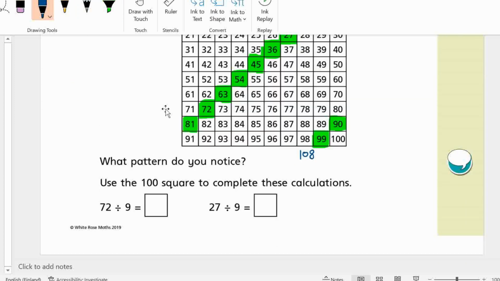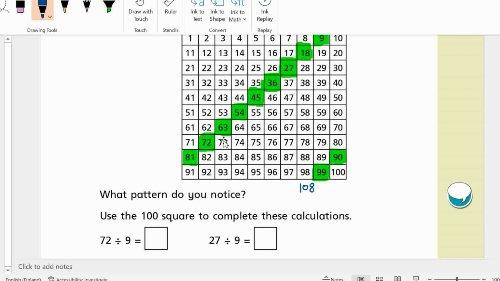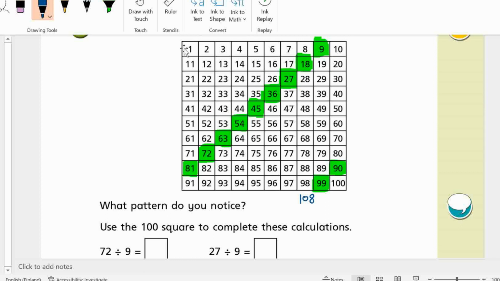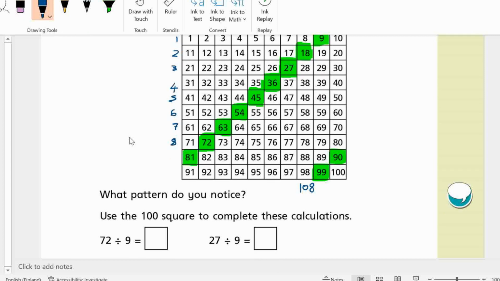Right. What is 72 divided by 9? Now we should use the table here. Okay, the answer is 8. Let's see how many down it is. So we've got 1, 2, 3, 4, 5, 6, 7, 8. Yeah, that's how we can check. So 8 times 9 is 72. Right. So we put 8 here.